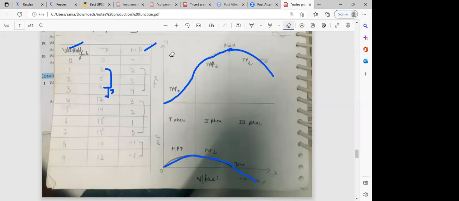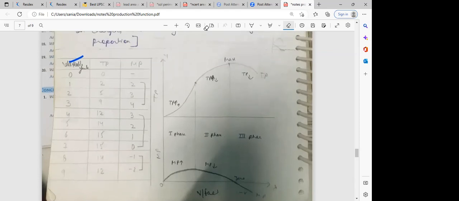So don't worry right now. I will tell you how to find out TP and MP as well as everything. But in case they give you the question to explain the law of variable proportion with the help of a diagram and a schedule, at that time you have to learn this. You can remember variable factor 0, 1, 2, 3, 4, 5, 6, 7, 8, 9, easy. But MP, you will remember 2, 3, 4, then go down: 3, 2, 1, 0, minus 1 and minus 2. With the help of MP, you will find TP, and then you will draw the graph. Clear, everyone? Yes, ma'am. Okay.